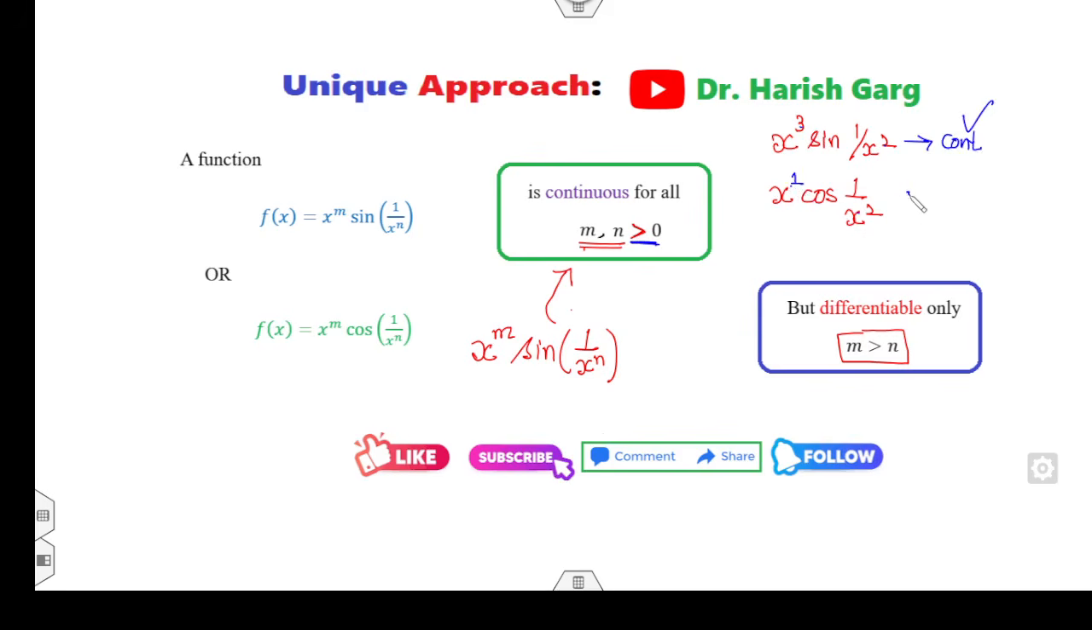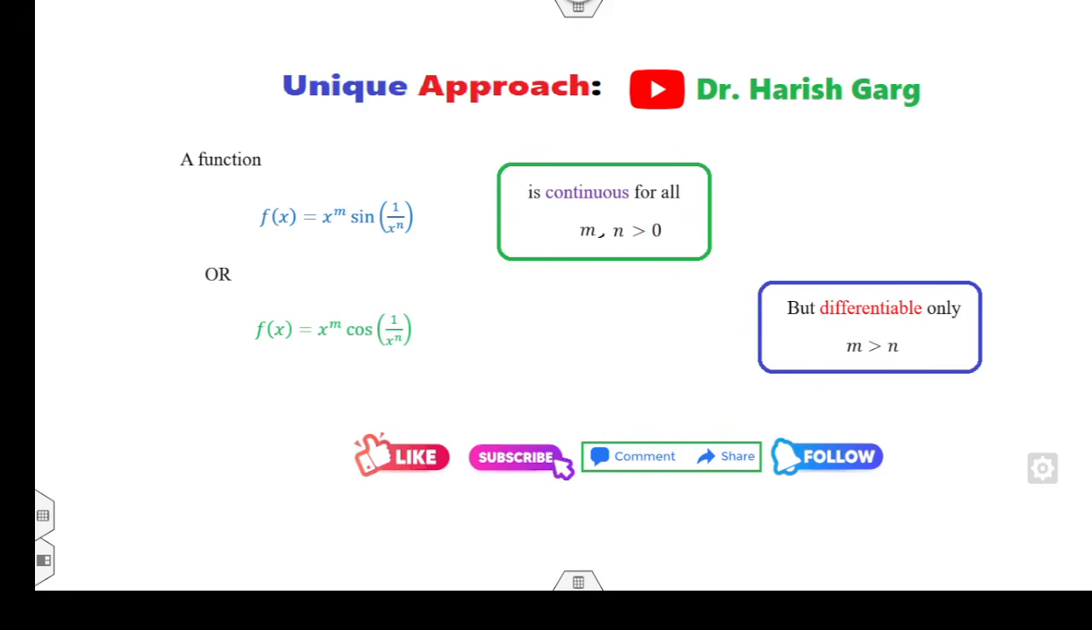Yes, x and x square, both for x greater than 0, are continuous. Are they differentiable? The first function is differentiable, yes, because 3 is greater than 2, satisfied. But the second function is not differentiable because 1 is not greater than 2. Is it okay? Another shortcut trick.